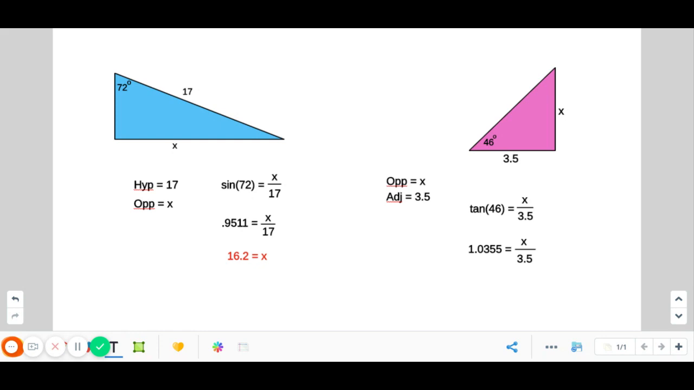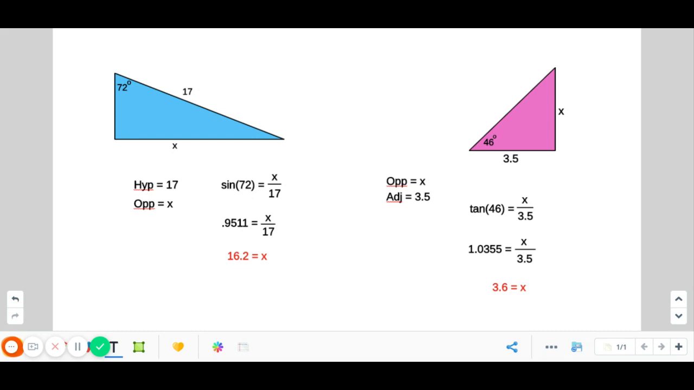The final step is to multiply both sides by 3.5, and that gives us x equals 3.6. So our final answer is going to be x equals 3.6. And again, looking at the diagram, it makes sense. It looks like the two sides are pretty close to each other. So the answer is going to be x equals 3.6.